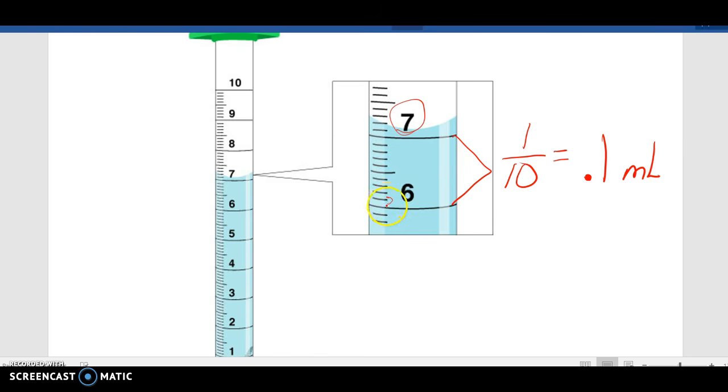So this line would be 6 and 1/10, 6 and 2/10, 6 and 3/10, 6 and 4/10. This would be 6 and 5/10, or 6 1/2.